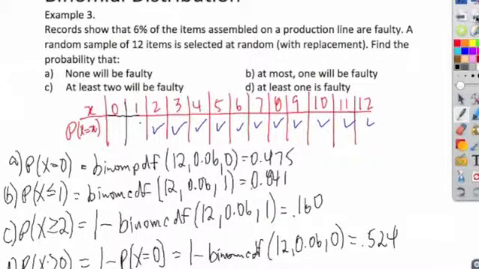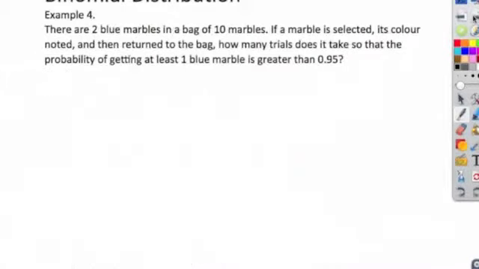Moving on. Next slide. Fourth example. There are 2 blue marbles in a bag of 10 marbles. If a marble is selected, its color noted and then returned to the bag, how many trials does it take so that the probability of getting at least 1 blue marble is greater than 0.95? Okay. Again here, I'll draw the situation.